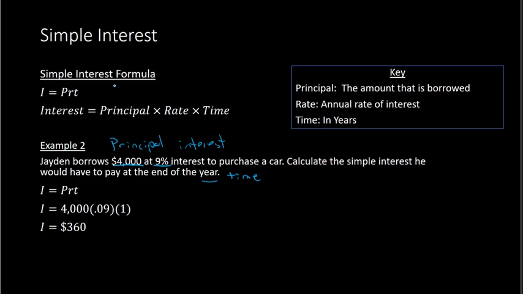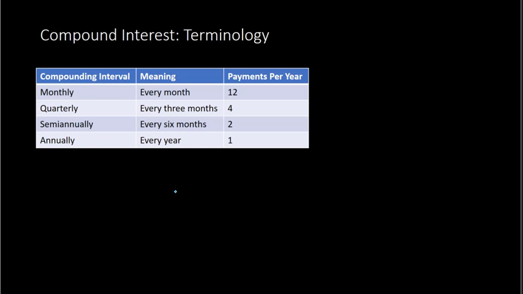So this would be simple interest. You're making one payment at the end of the year, or at the end of a given time period. That is different than compound interest. With compound interest, payments are being made within a certain number of months or weeks. And here are some terms you should be aware of.